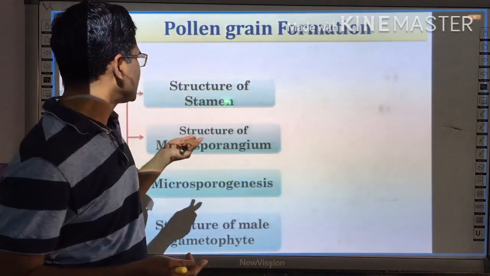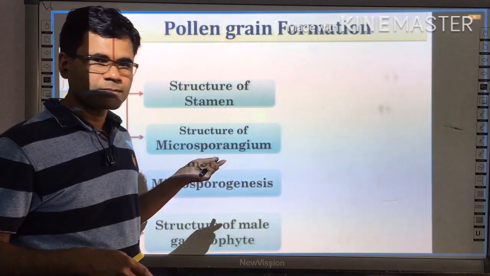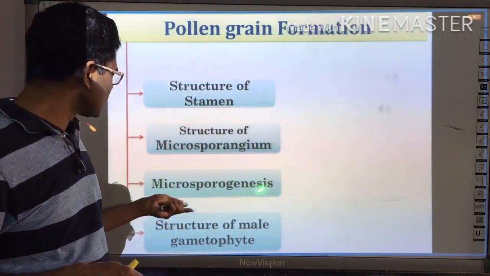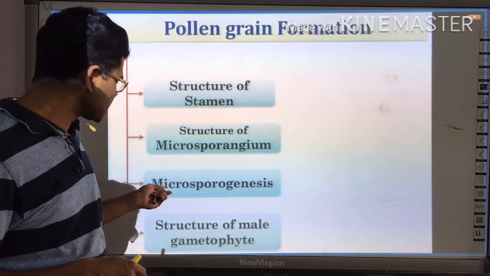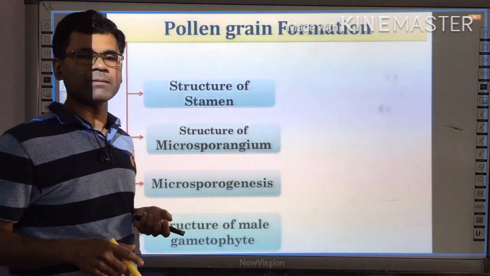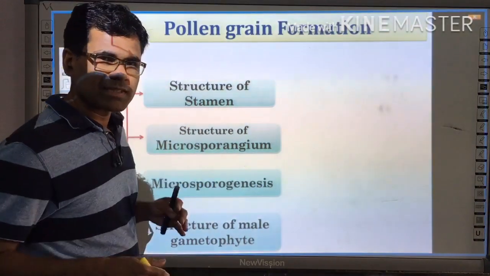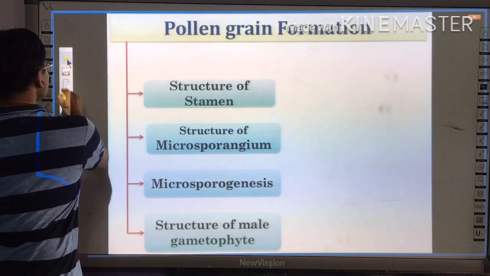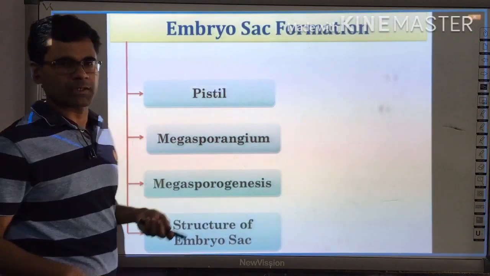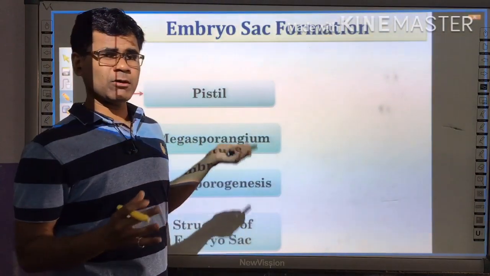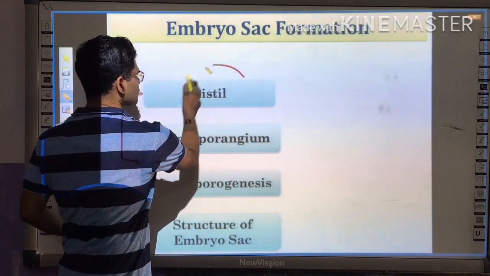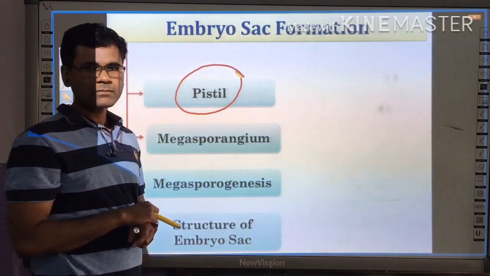So these are the steps. We have studied the structure of stamen, the structure of microsporangium, the process of microsporogenesis, and at last we have also studied the structure of the male gametophyte. Now today's topic is a little bit similar to our previous topic. As previously we have studied the structure of stamen, here we will discuss the structure of pistil.